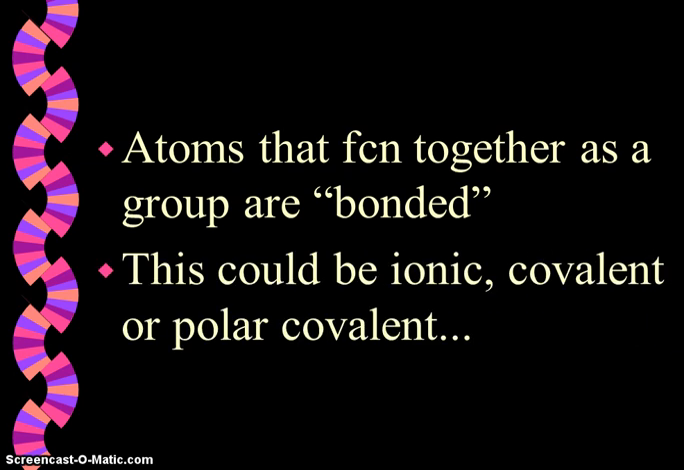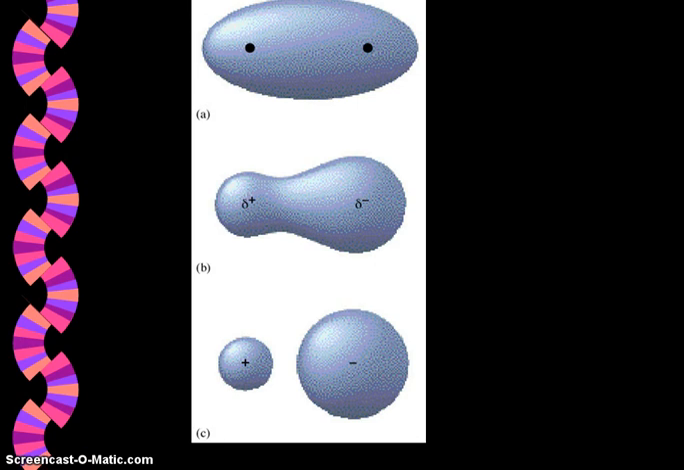And we talked about the fact that there are three types of bonds that we're dealing with: ionic bonds, covalent bonds, or polar covalent bonds. So here's an illustration that helps us to determine the difference between ionic, covalent, and polar covalent bonds. On the top, we're looking at two atoms that are equally sharing a pair of electrons between them. So that would be an example of a non-polar covalent bond, which is sometimes referred to just as a covalent bond.